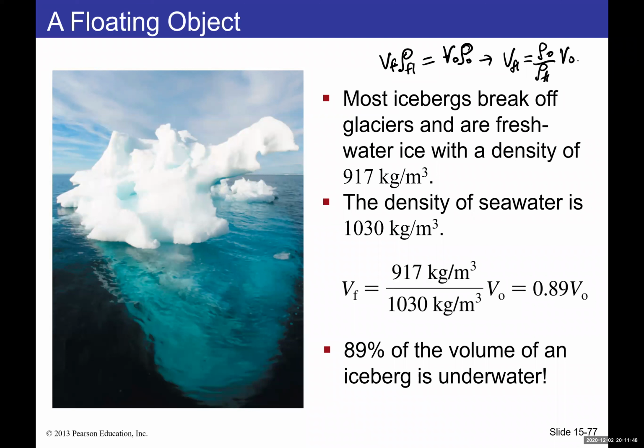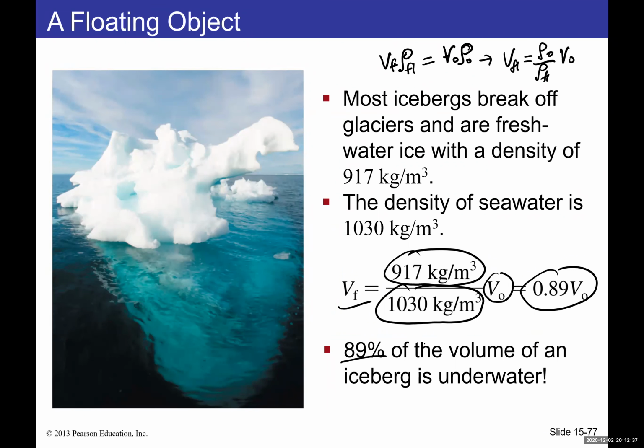So the volume of the fluid that is being displaced by this iceberg is the density of the iceberg divided by the density of the seawater times the volume of the object. And one thing we see here is 0.89 of the volume of the object, which means 89% of the volume of an iceberg is underwater. So you only see about 11% of the iceberg. The amount of volume that is displaced is equal to 89% of the volume of the object, and the floating part, which is not in water, is only 11% of the iceberg.